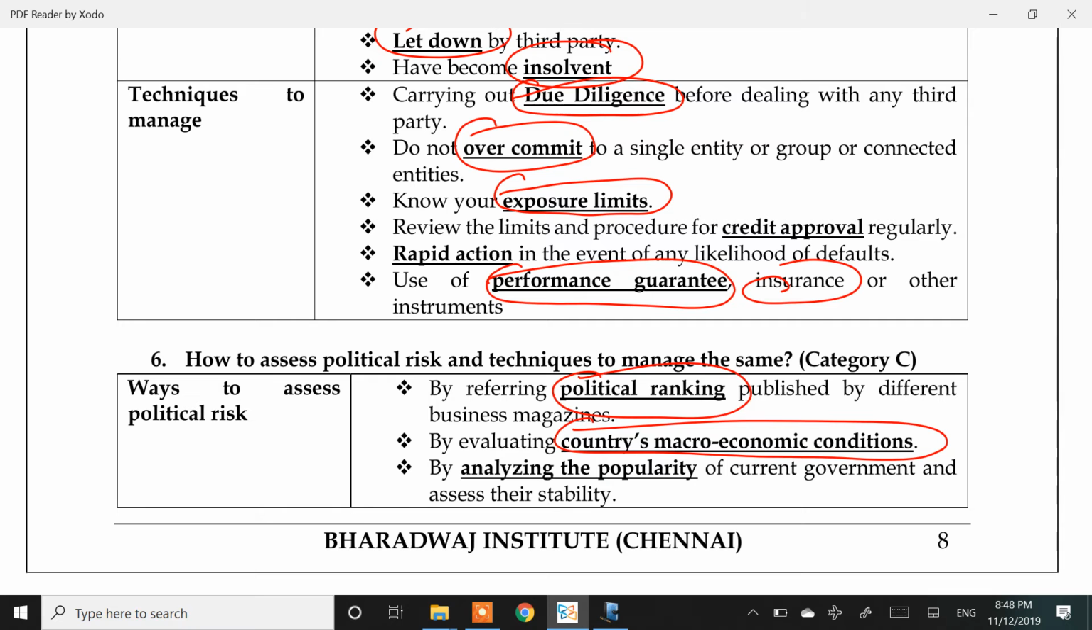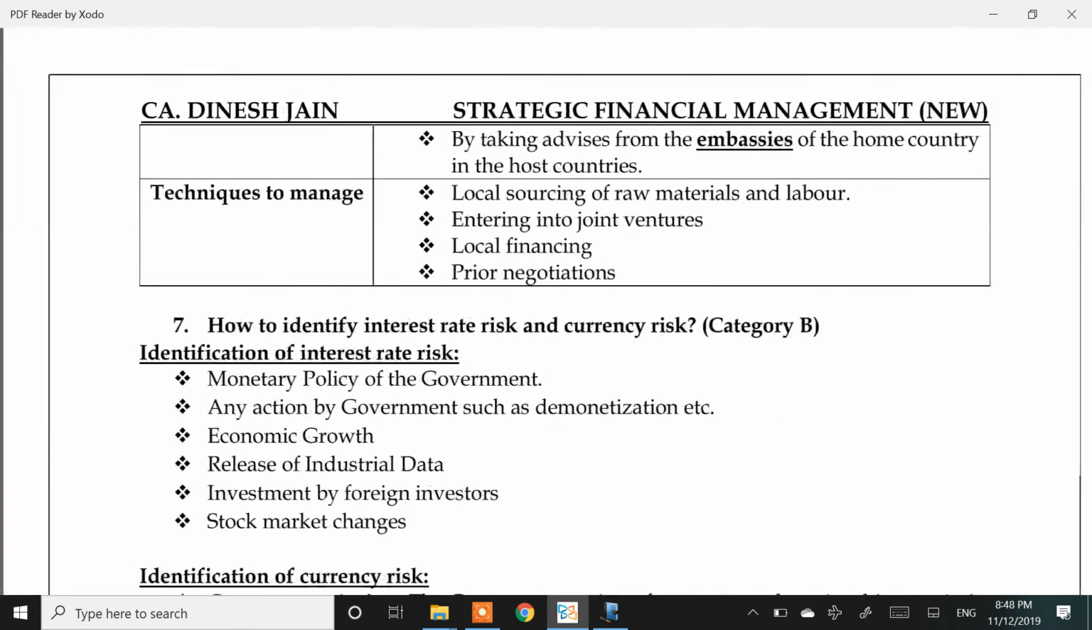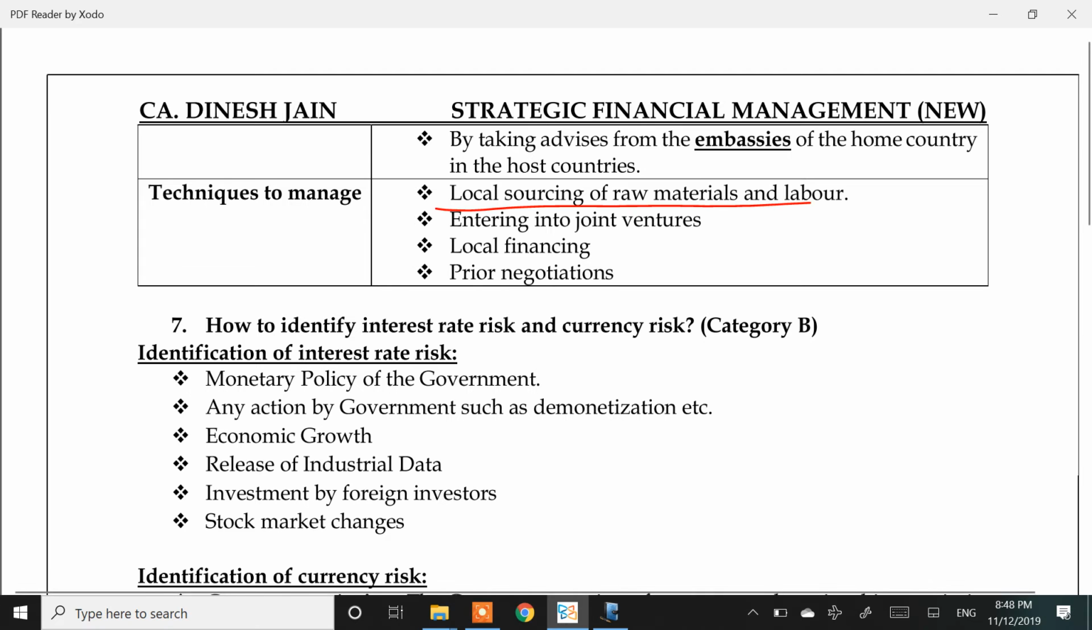Now, how do I protect myself from political risk? The only thing is Make in India. When I say Make in India, go for local sourcing of raw materials, go for local financing, do everything at a local level. Local sourcing, local financing, entering into joint ventures, prior negotiations. Try to do everything at a local level. If that is done, that is taking care of it.